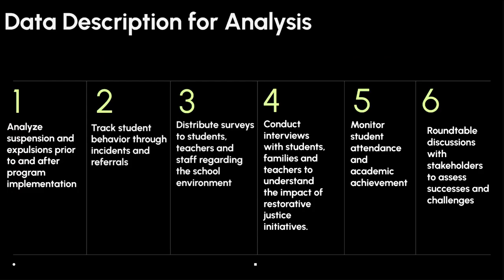The data description for the analysis consists of 6 factors. The first is to analyze suspension and expulsions before the program starts and after the program. The second is to track student behavior through incidents and referrals. And the third is to distribute surveys to some of the stakeholders in the community to get their opinions on the environment. The fourth is to conduct interviews with stakeholders to understand the impact of the restorative justice initiatives.